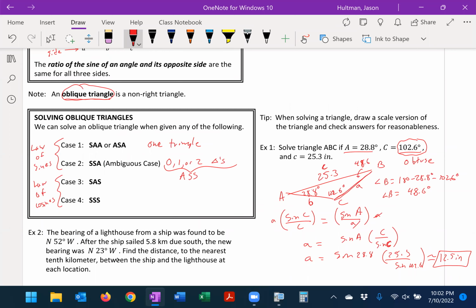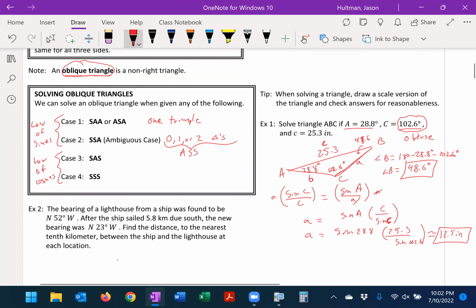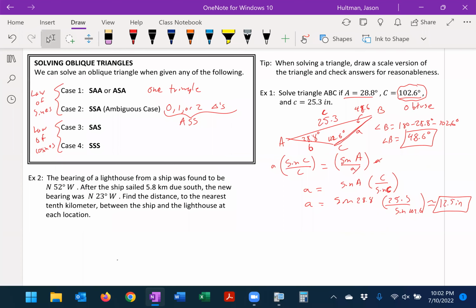Okay, so angle B. If they give us three pieces of the triangle, we're really looking for the other three pieces, right? Because there's only 6 parts of a triangle: the sides and the angles, 3 sides and 3 angles. So if they give us 3 pieces, we're looking for the other 3 pieces. And so sine 28.8, 25.3 over sine 102.6, 12.5 inches. So that's A.